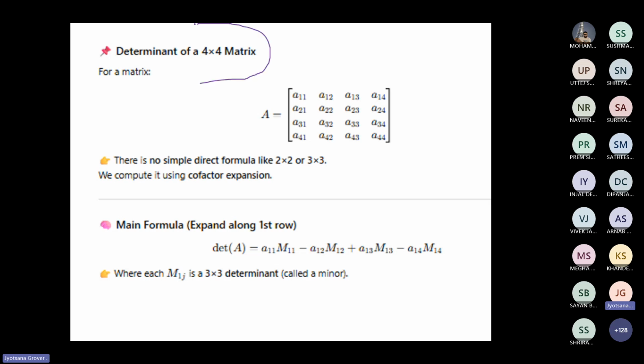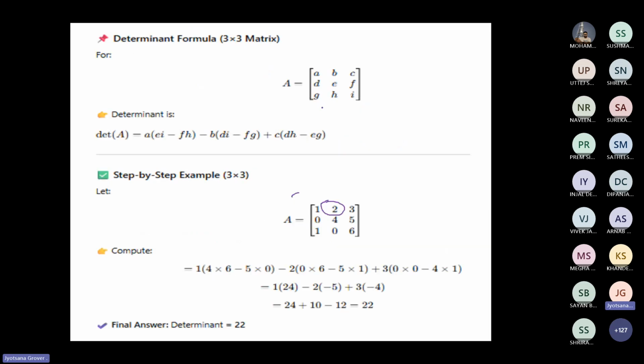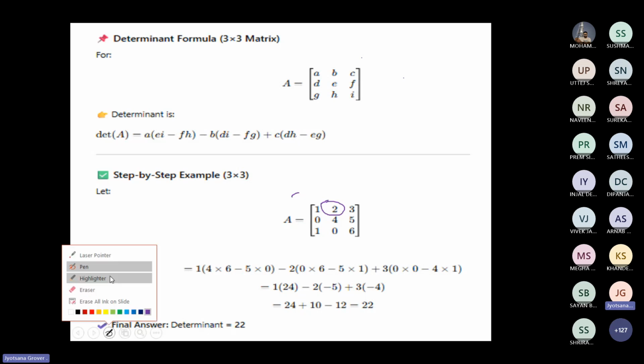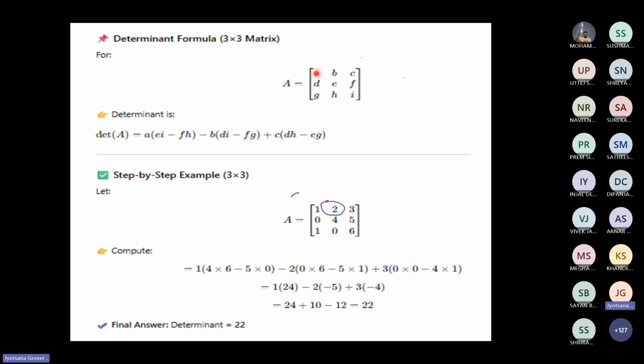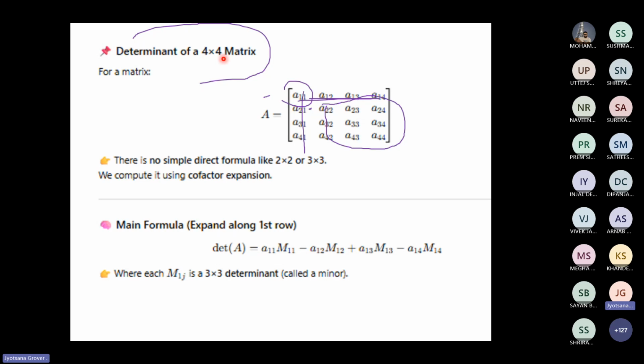Okay, so the determinant of a 4 cross 4 matrix. What do you do here? You start with A11, A11 into, now you have to leave out this row and this column, so you find the determinant of this. Earlier, when you calculated the first value, for example if you have A, you leave out this column and this row, so you calculate the determinant of this, E into I minus F into H. Same thing you have to do for 4 cross 4.